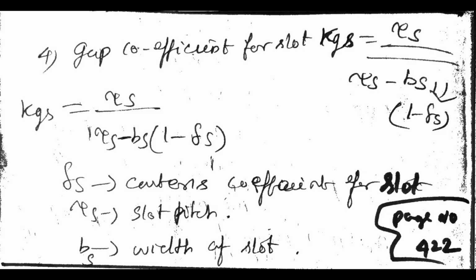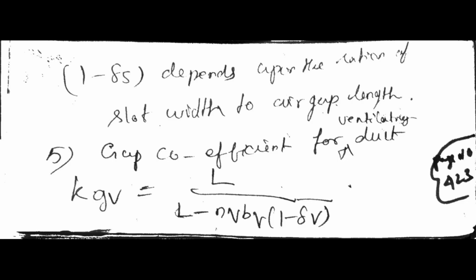Procedure for calculating the ampere turns for the air gap using Carter's coefficient. Fourth step, gap coefficient for slot Kgs is equal to tau s divided by tau s minus Bs into 1 minus del s. Del s is Carter's coefficient for slot, tau s is slot pitch, Bs is width of slot. Continuation of fourth step, 1 minus del s depends upon the ratio of slot width to air gap length. Fifth step, gap coefficient for ventilating duct Kgd is equal to capital L divided by L minus Nv Bv bracket of 1 minus del v close bracket.